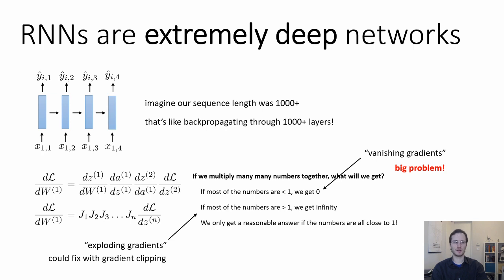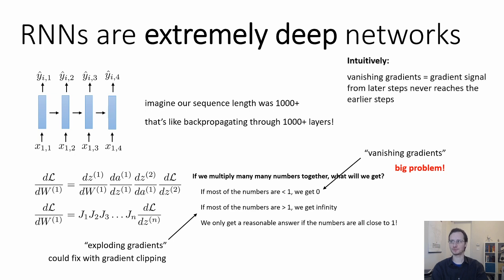Now, vanishing gradients in an RNN actually have a fairly simple intuitive interpretation. Intuitively, if your gradient vanishes, that means that the gradient signal from later steps never reaches the earlier steps. So you have some loss at time step 900, and that loss has almost no effect on what the network does at time step 3. When that happens, your neural network becomes unable to maintain memory. So maybe there was something that you saw at time step 3 that is really, really important in order to get the right answer at time step 900.